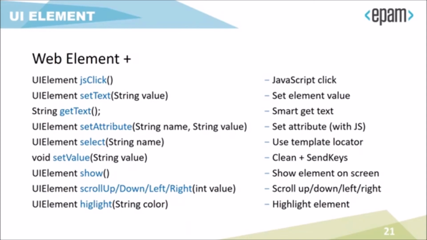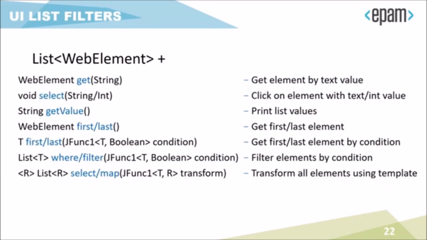You can also scroll up, down, left, or right on your screen using the corresponding methods, and you can highlight your element on the page, adding a border around it. You can set the color, or by default you can leave this parameter empty, and it will be bordered with red color.